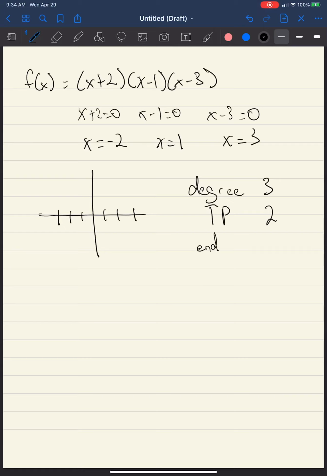And last thing is end behavior. If it's 3, that's going to be a down up, with everything going through. So I'm going to make my x-intercepts at -2, 1, and 3.